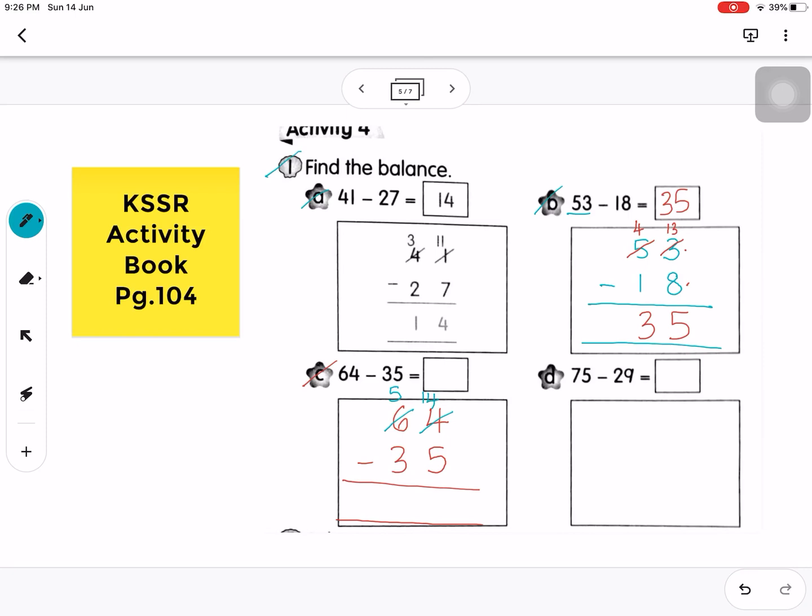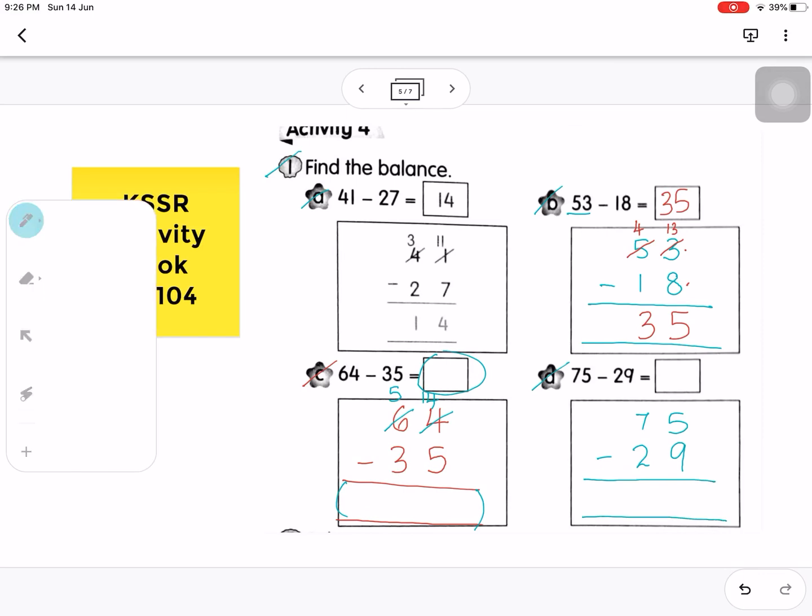Okay, so this one you find out the answer yourself already. I'm not going to demonstrate. So you need to try on your own. Find out the answer and then write the answer on top here. Okay, so D, the last one, 75 minus 29. 75 minus 29. Okay, then use ruler, draw line.